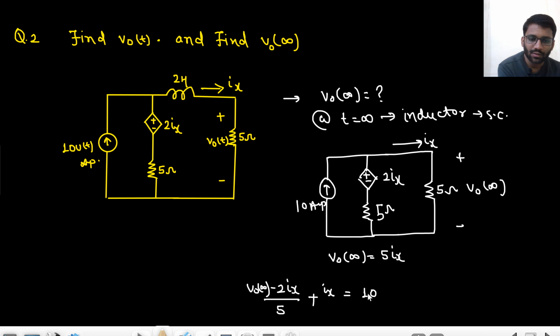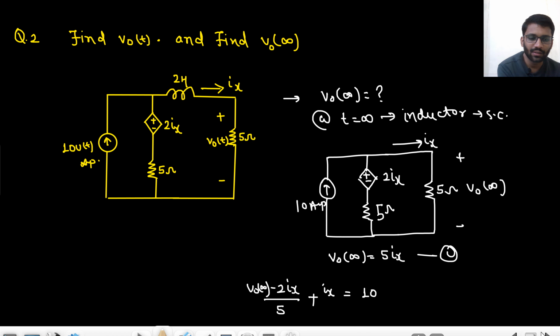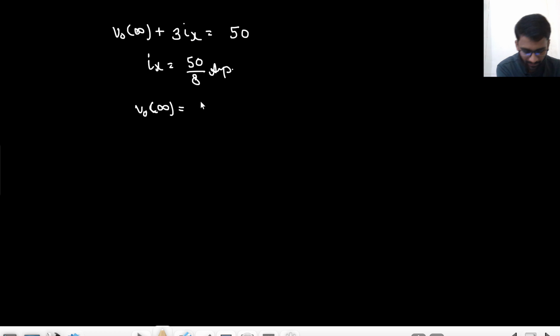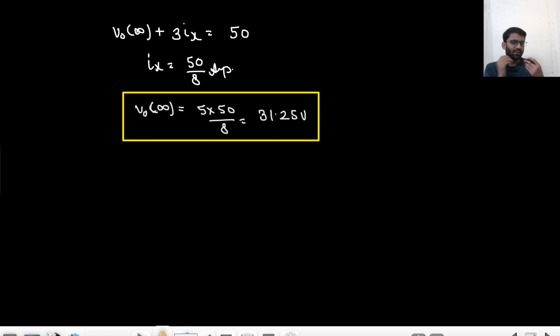What is V naught infinity? This is equation 1. So V naught infinity is 5ix. So it would be 8ix equals 50, so ix would be 50 by 8 ampere, right? So what would be V naught infinity? V naught infinity would be 5 into 50 by 8. That is coming out to be 31.25 volt. Look, this is the final answer, V naught infinity.